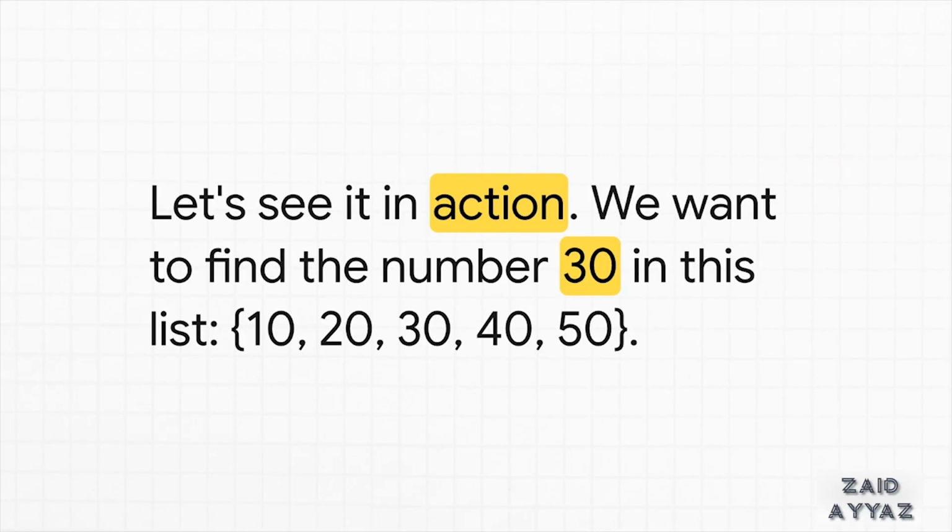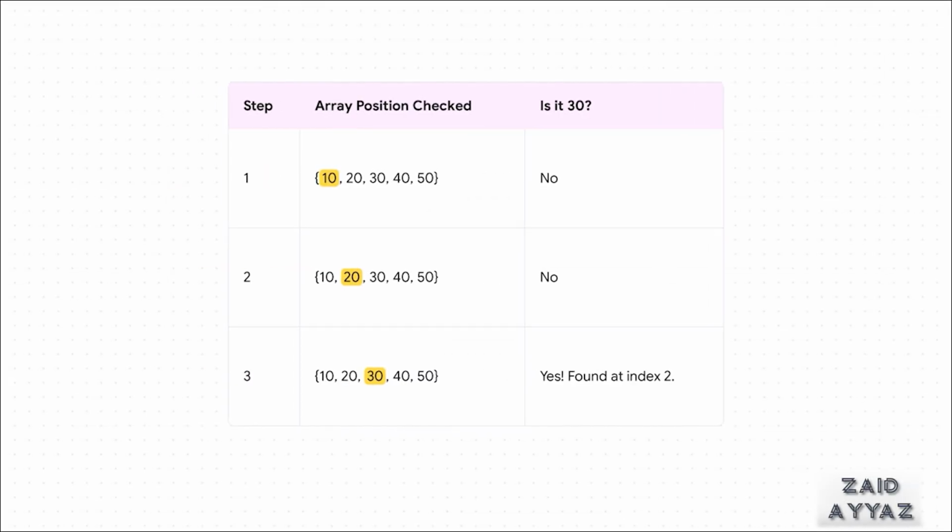All right, enough talk. Let's actually watch this thing work. We've got a super simple list of numbers here, and our mission, should we choose to accept it, is to find the number 30. Let's see how a linear search would go about it. Okay, so here we go. Step 1, we look at the very first position. Is it 30? Nope, that's a 10. Okay, moving on. Step 2, we look at the next spot. Is that 30? Still no, that's a 20. All right, step 3, we check the third position, and there it is, 30. It's a match. We found our number, and the search is over.